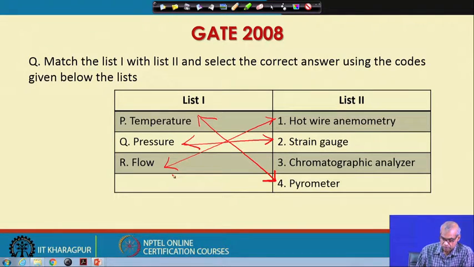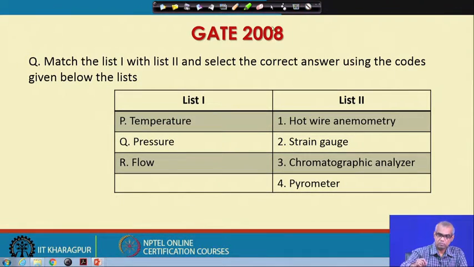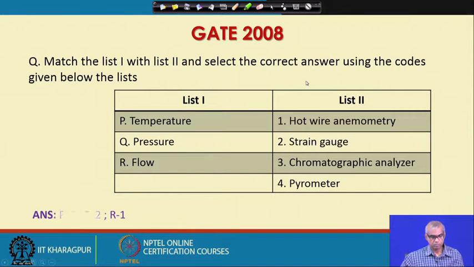So, correct answer will be P 4, Q 2 and R 1. So, P 4, Q 2, R 1.